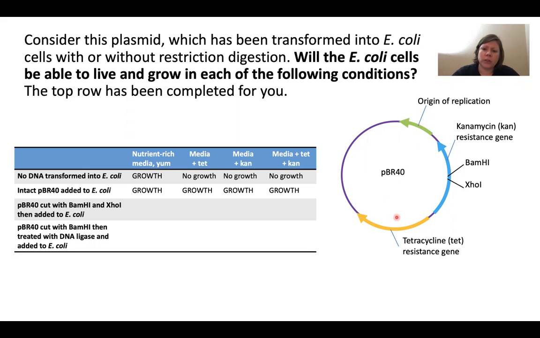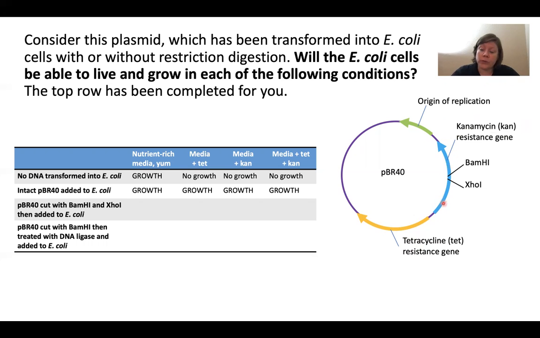In addition to the origin of replication, in yellow here, we've got an antibiotic resistance selectable marker. And in this case, it provides us resistance to the antibiotic tetracycline. And then in blue, we have a second antibiotic resistance marker for the antibiotic kanamycin. So without these resistance genes, E. coli cells would die in the presence of the antibiotic kanamycin or in the presence of the antibiotic tetracycline. But thanks to these genes, they'll be able to survive and grow.